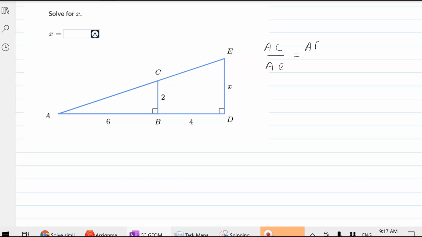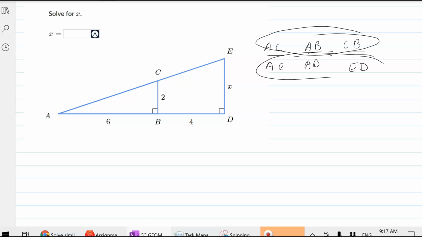So AB, the short side, to the long side, and we know that CB equals ED. All these on top are from the small triangle, and all these on the bottom are from the large triangle. We know those proportions because we know those two triangles are similar. So now all we have to do is use these facts. We have AC, but they don't give us that, so it isn't going to be helpful.